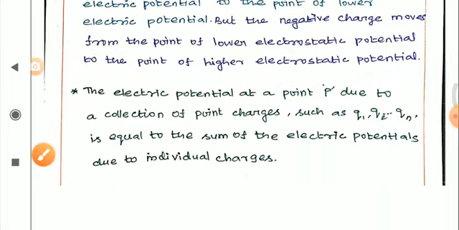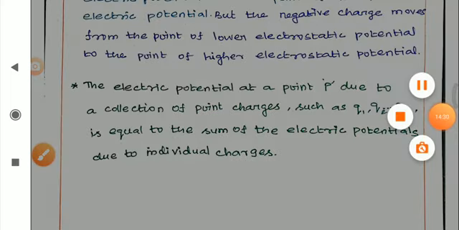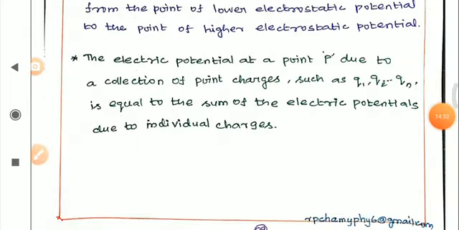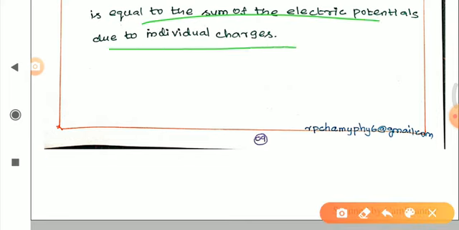Then the next point is the electric potential at a point P due to a collection of point charges. Instead of a single point charge, if a system of point charges is given, how can we calculate the total electric potential? There we have to use the superposition principle. What is meant by the superposition principle? The algebraic sum of the electric potentials at a point due to the individual charges.